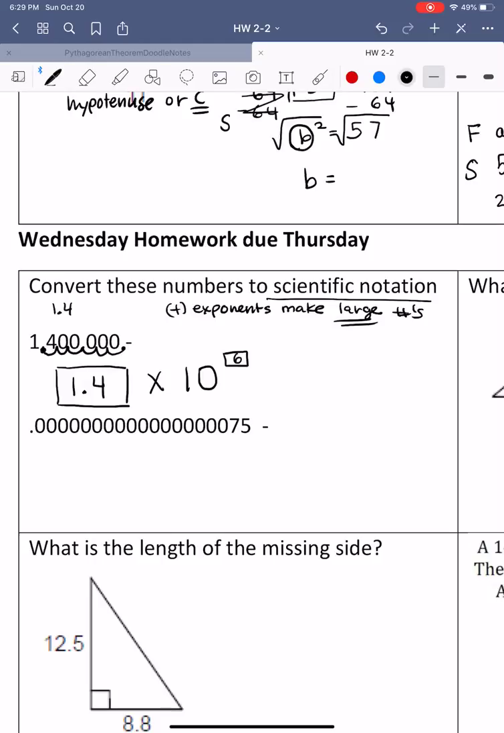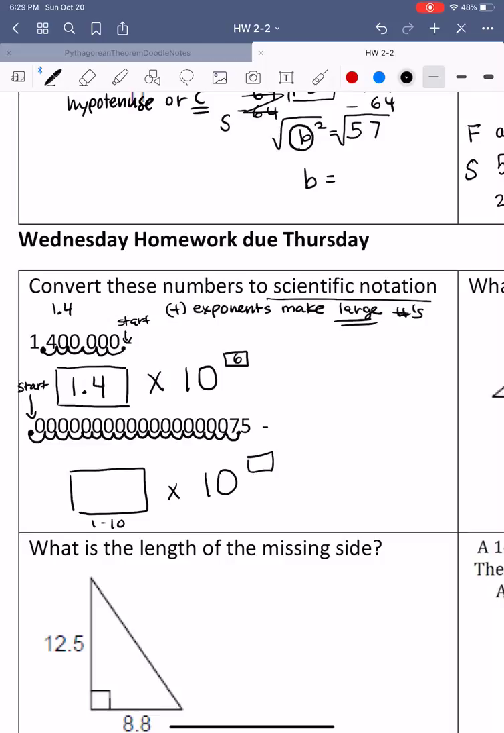And then again, starting with our decimal point. So on this one, our decimal, this was our starting. But here, this is our start. And this is a small number, but again, we have to have our number between 1 and 10 multiplied times 10 to some exponent. And so this one's going to have to be moved 1, 2, 3, 4, 5, 6, 7, 8, 9, 10, 11, 12, 13, 14, 15, 16, 17, 18.